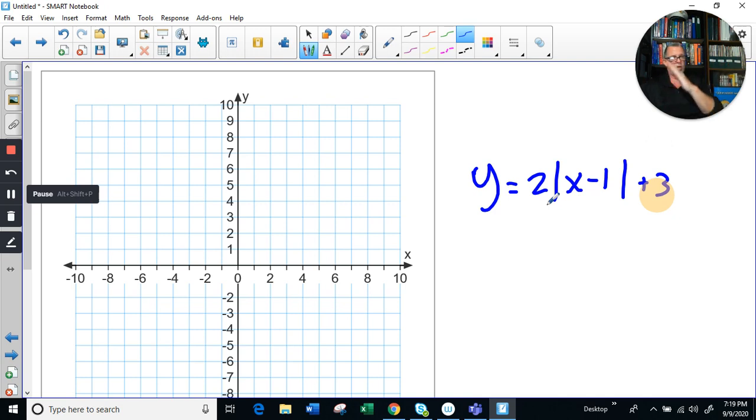x minus 1, that means everything's going to shift left 1, or I'm sorry, right 1, and then plus 3, up 3. So I'm going to go right from where I know this graph normally starts at 0, 0. And because of that minus 1, I'm going to move right 1. Because of the plus 3, I'm going to move up 3. This is the new center of my graph. What do I know about the new slope? It's going to increase by 2 for every 1 I move over. So if I go over 1, I would go up 2. If I go back 1, I go up 2. And then I can draw the rest of my graph.